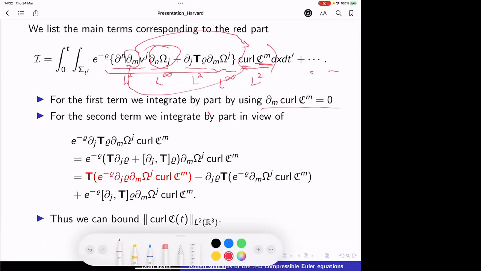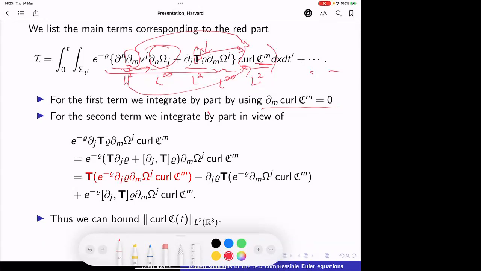So when it falls on this, this term is gone, and when it falls on this, it is just right. So this is the first place that you can save one derivative. Similarly, for this term, we know that when T hits on curl C, double curl omega, you know that T omega saves you one derivative. T double curl omega also saves you one derivative.